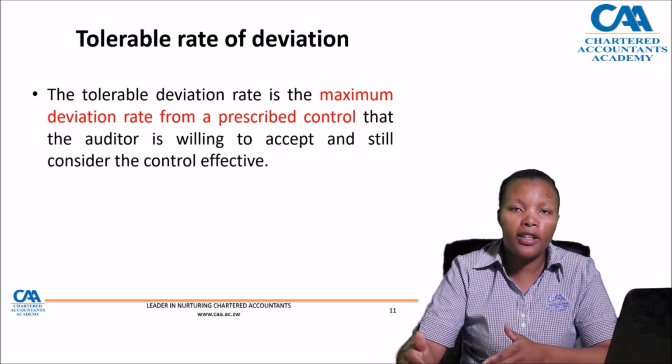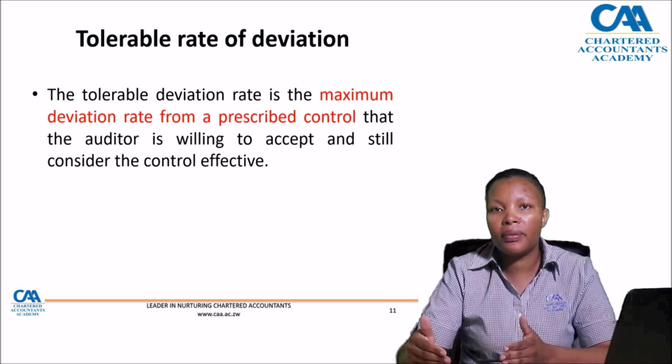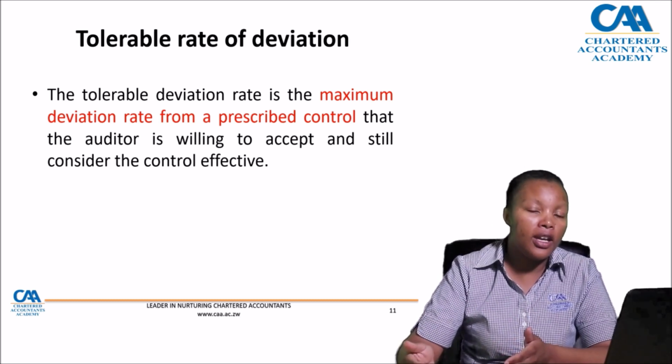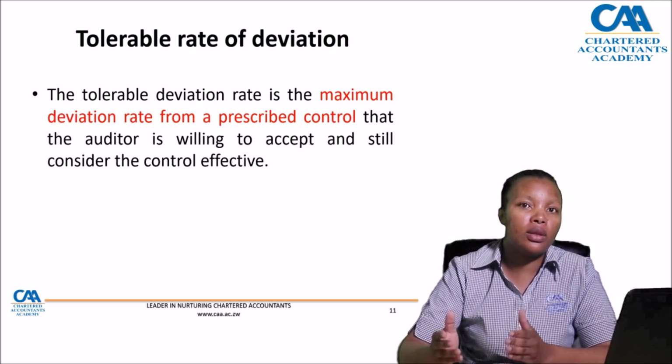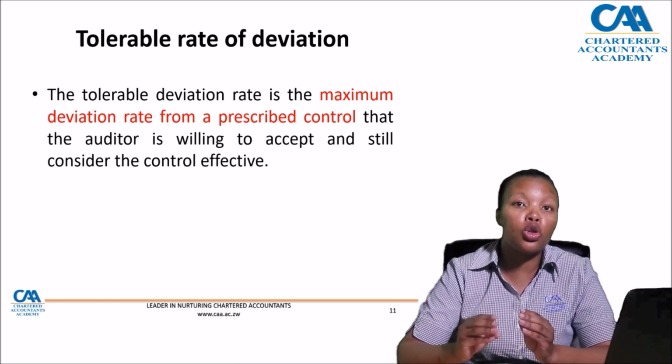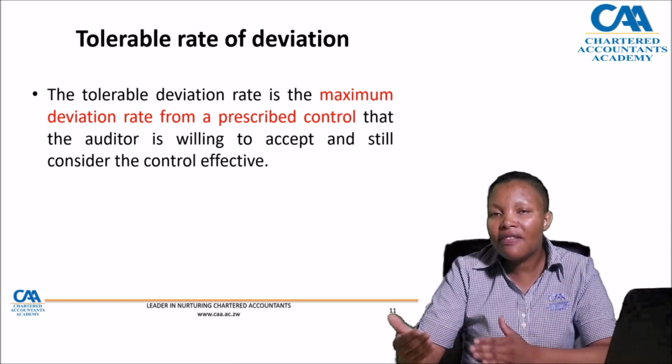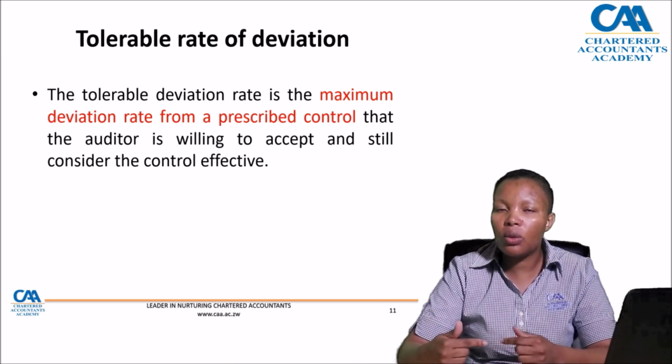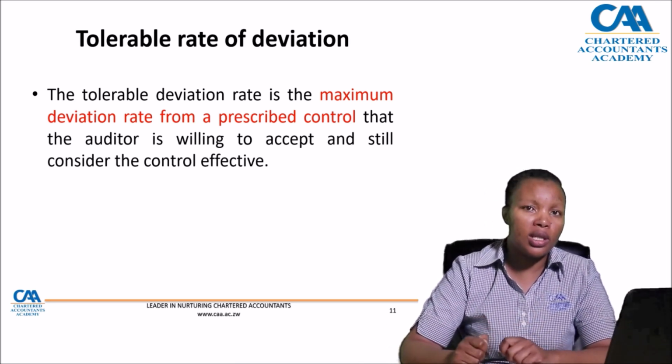Or it can be even lower, to say that the tolerable deviation rate is maybe 3% or maybe 4%. That is to say, that is your expectation that the controls might not be working. But even if that is the case, the auditor will still conclude that the controls are working fine.